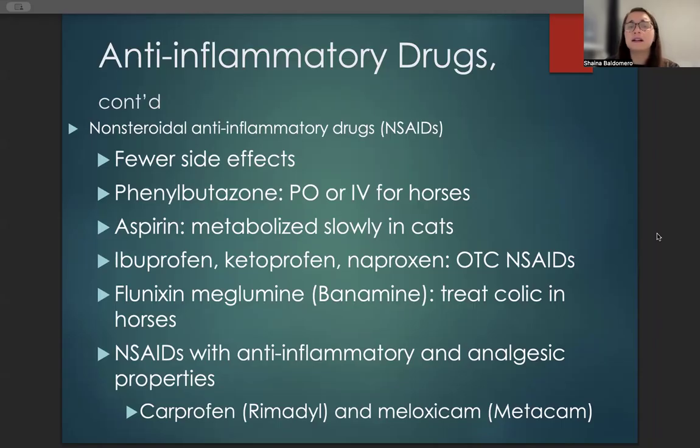Now, you'll see on here that aspirin is listed. We can use aspirin in cats. We can also use it in horses. That being said, things like ibuprofen or naproxen, those over-the-counter NSAIDs, can be poisonous to animals. Please do not give ibuprofen or Tylenol to your animal, please, ever, unless it's under the guise of a veterinarian. They will never tell you to give ibuprofen, though. That is absolutely toxic to dogs and cats.